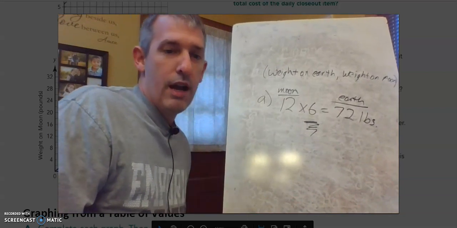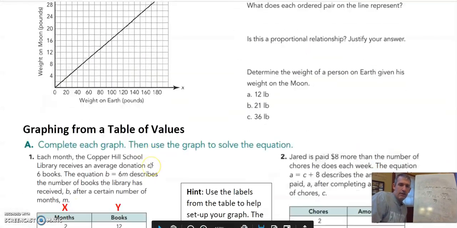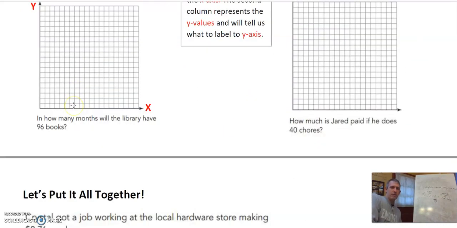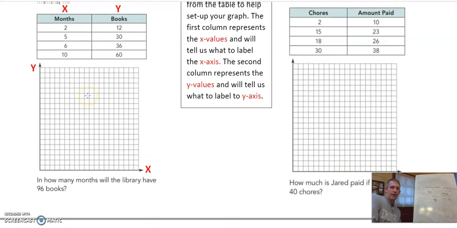Okay? All right, next. There's a lot on this one. Graphing from a table of values. All right, so each month the Copper Hill School Library receives an average donation of 6 books. The equation B equals 6M describes the number of books the library has received, B, after a certain number of months, M. Okay, so our X values are 2, 5, 6, and 10. It's our months. So we need to label this graph down here with months.